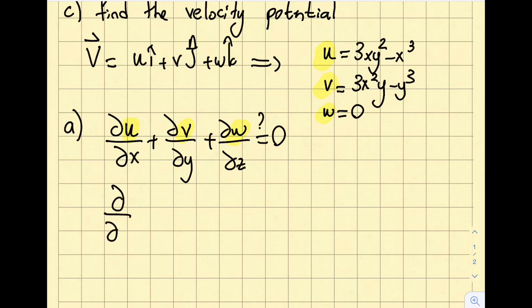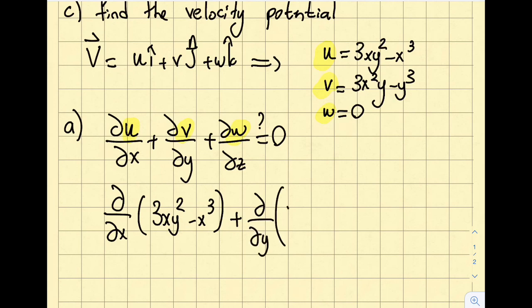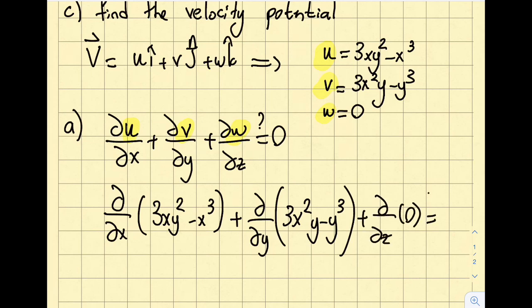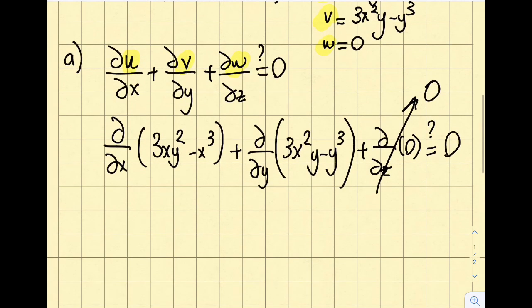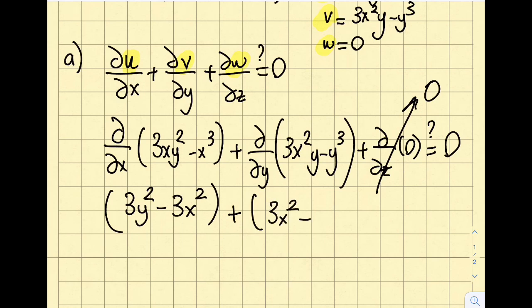Okay, let's just do it. ∂/∂x of (3xy² − x³) plus ∂/∂y of (3x²y − y³) plus ∂/∂z of 0. Is it really equal to 0? The last term drops out, right? So let's look at the first term. I'm going to get 3y² − 3x². That's the first term, plus the second term, which gives 3x² − 3y². Is it really equal to 0?